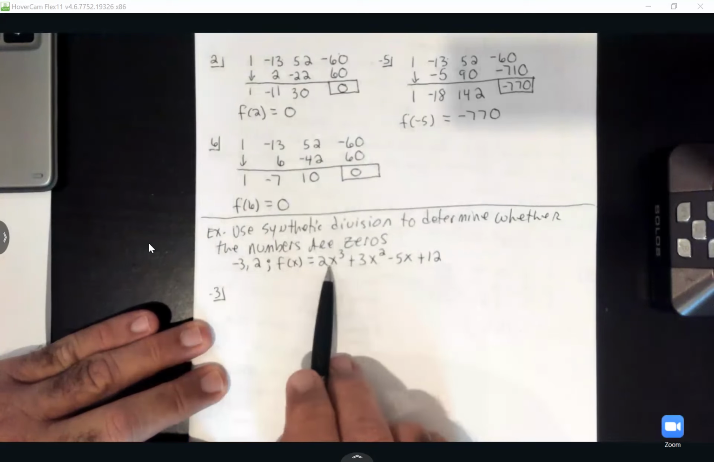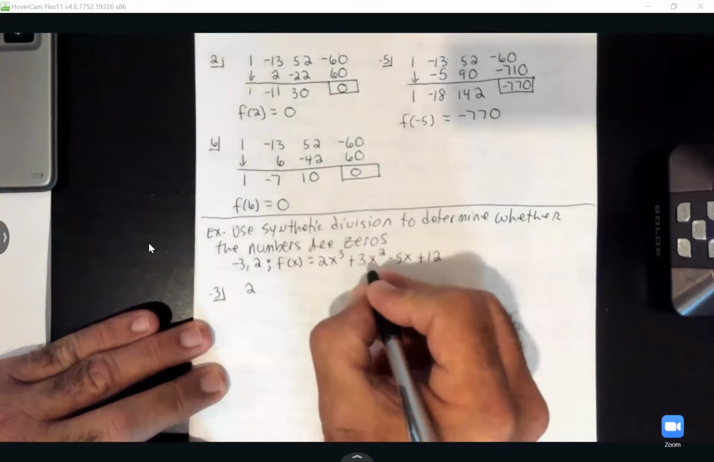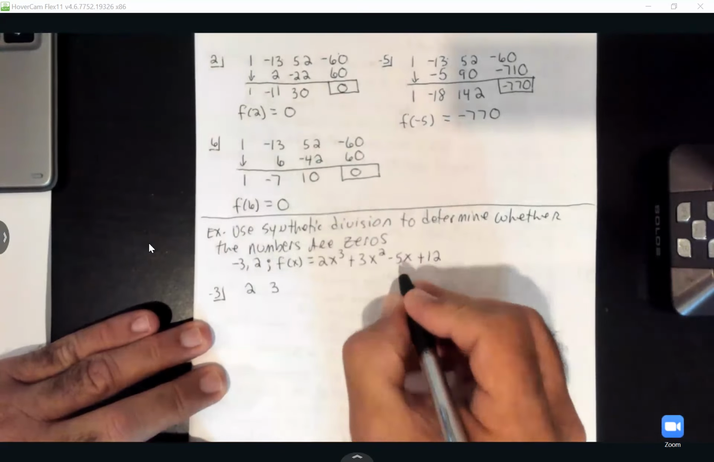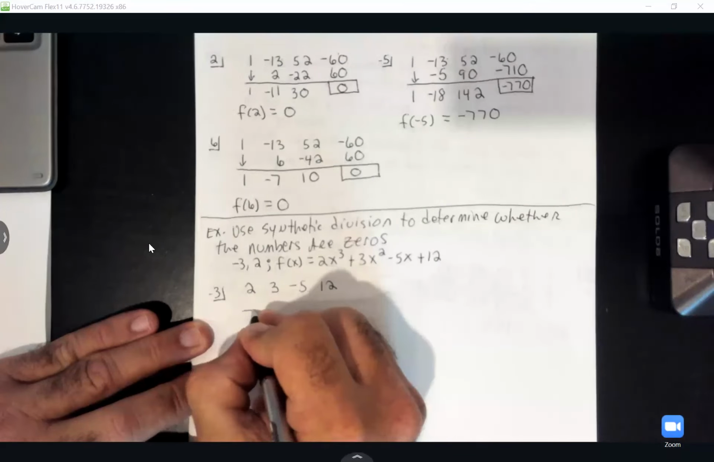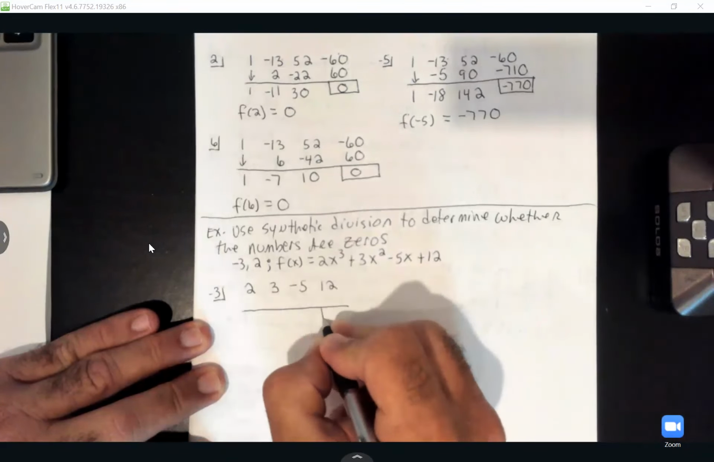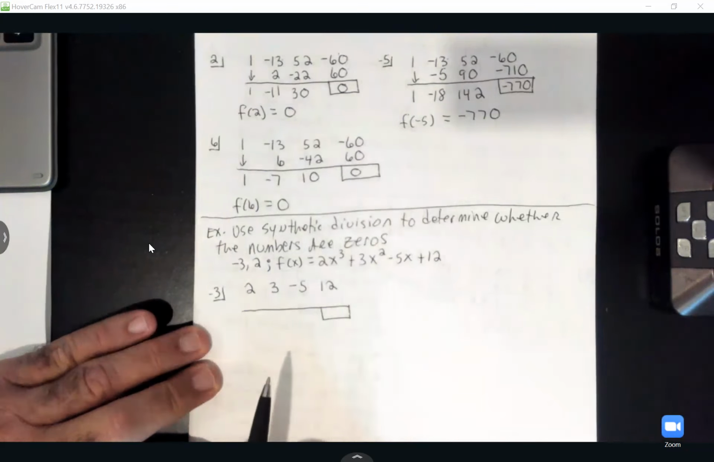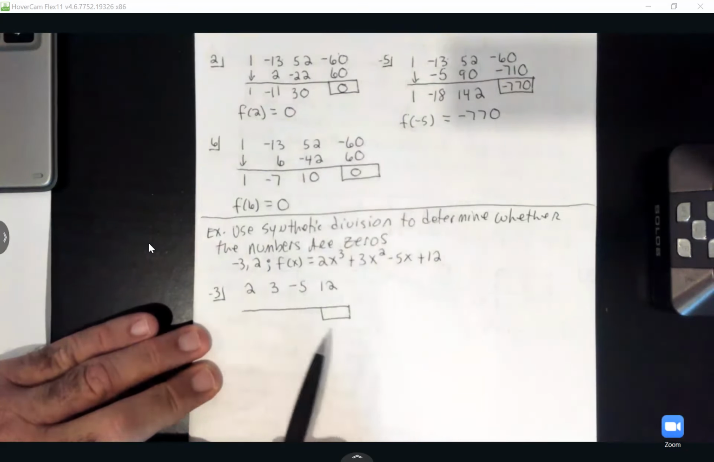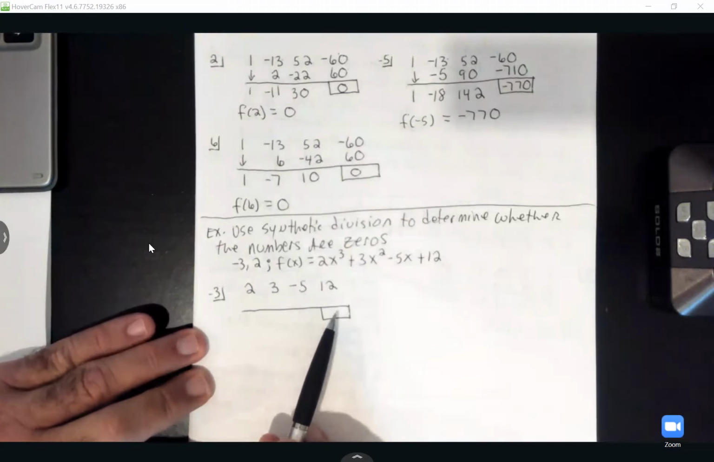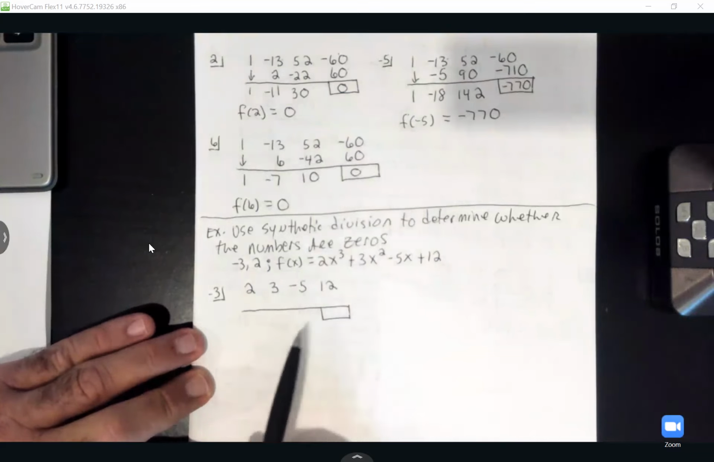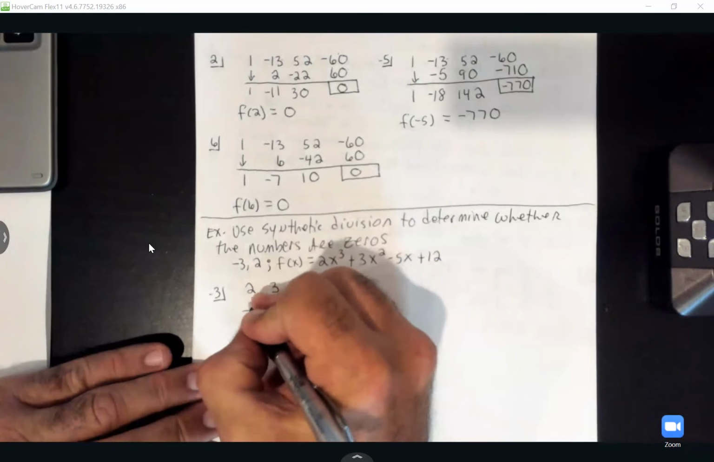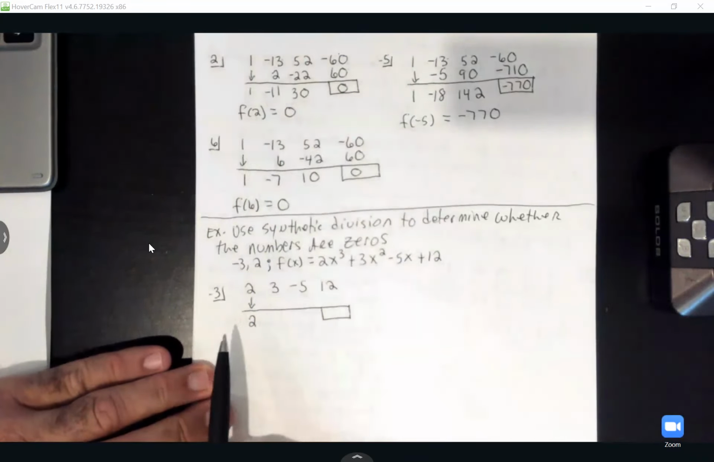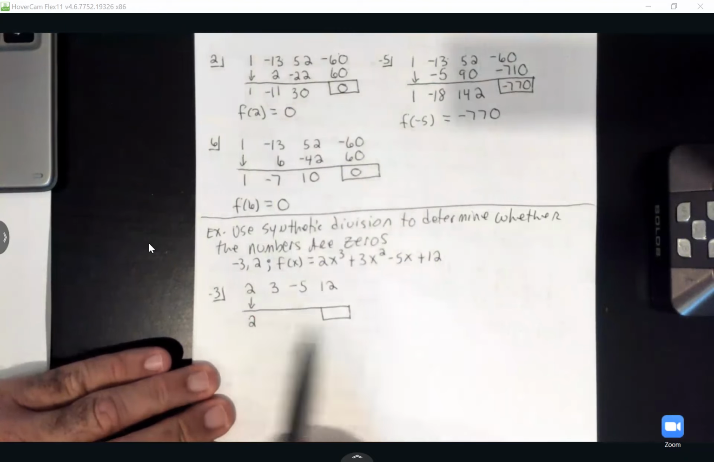And then I'm going to write my coefficients. I got a 2, 3, -5, and a 12. Now remember, if a number is a zero, then my remainder has to be 0, okay? If I get any other number than 0, I got to put a no. All right, y'all, so here we go. We're going to bring our 2 down. And then we're going to multiply and add until we're done.